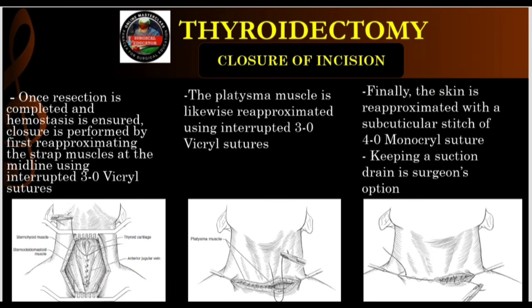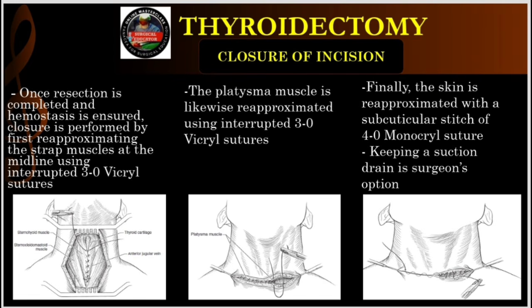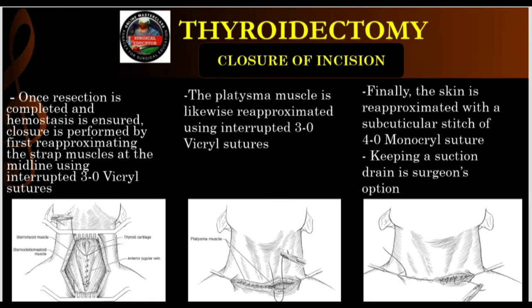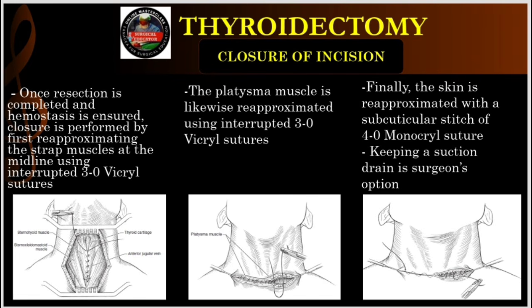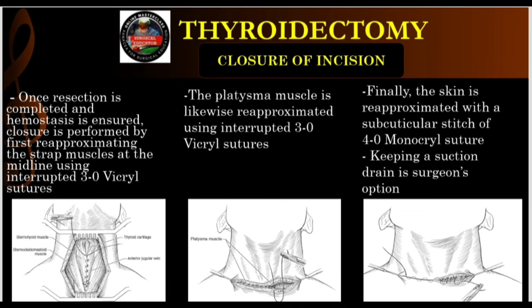And the closure is layer by layer. Strap muscles reapproximated with 3-0 Vicryl. Then the platysma with 3-0 Vicryl. Why is sewing that paper-thin platysma so critical? Physics. When the patient wakes up and turns their head, the neck skin stretches. If you only sew the skin, all that mechanical tension pulls directly on your delicate skin stitches. Stretching the scar wide open. It'll turn into a thick, ugly scar.